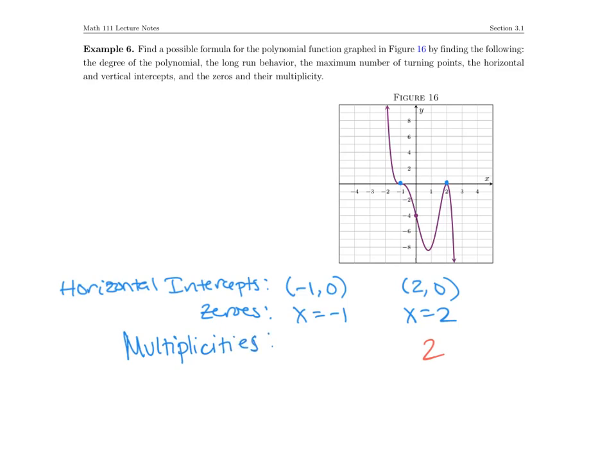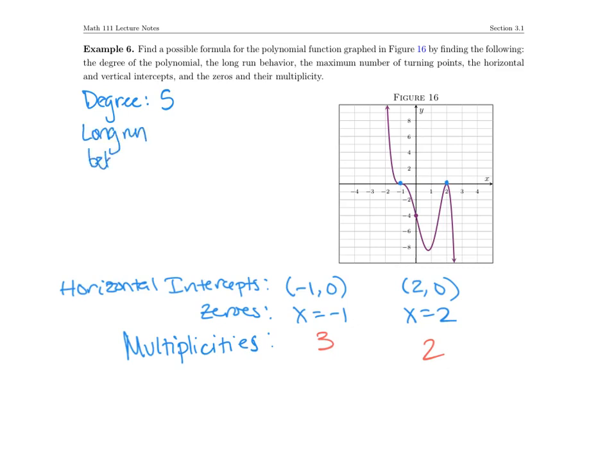But around negative 1, we can see it does this weird kind of chair squiggle maybe, but it doesn't go straight through. It kind of has a little wave to it. This is what a multiplicity of 3 looks like. So we're going to write that as a multiplicity of 3. Now to find our degree, we're going to add up our multiplicities, and we're going to get another degree 5.